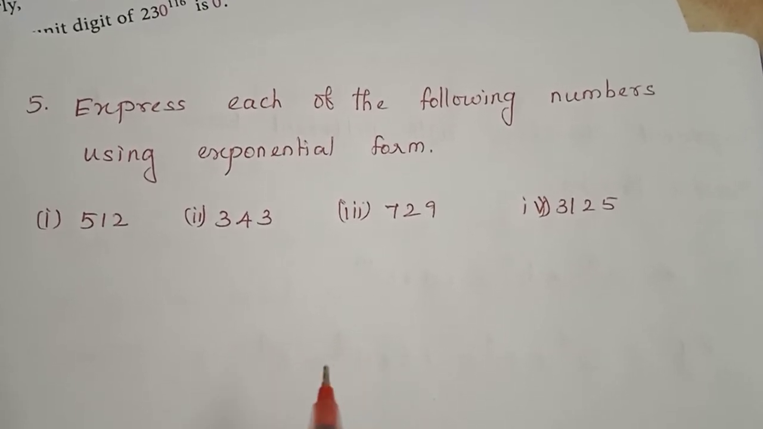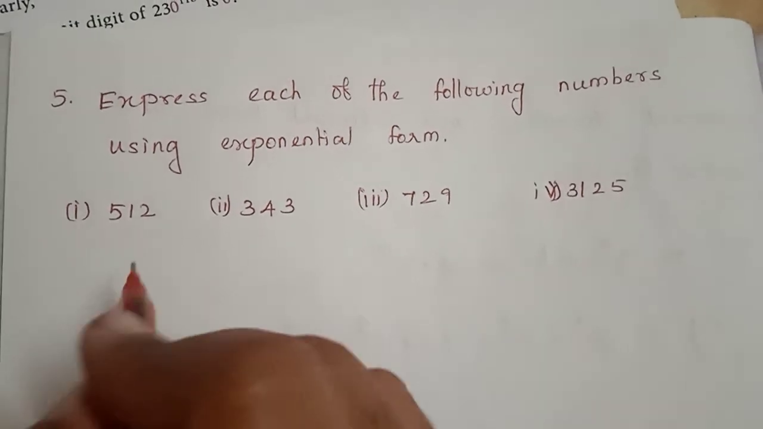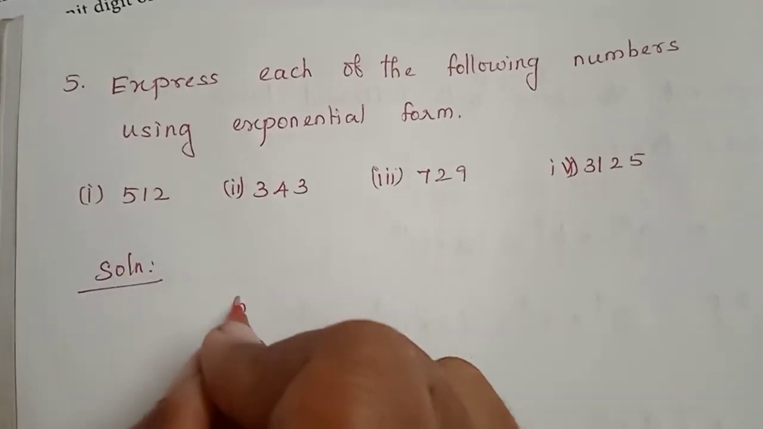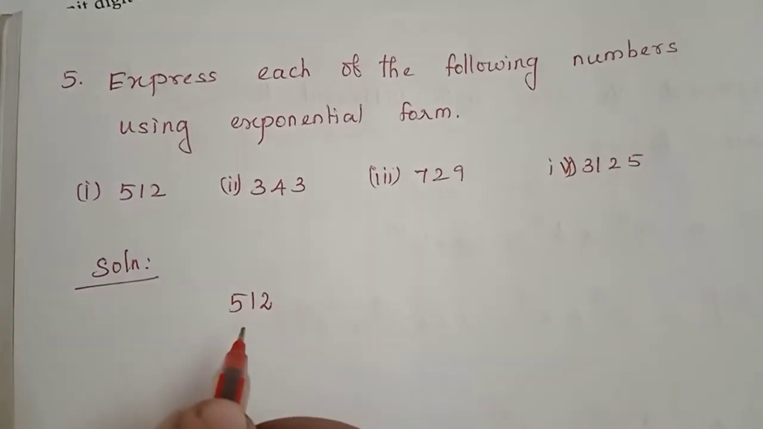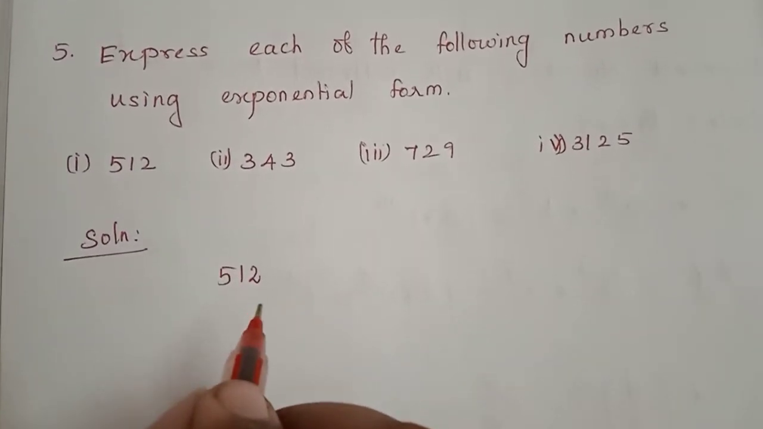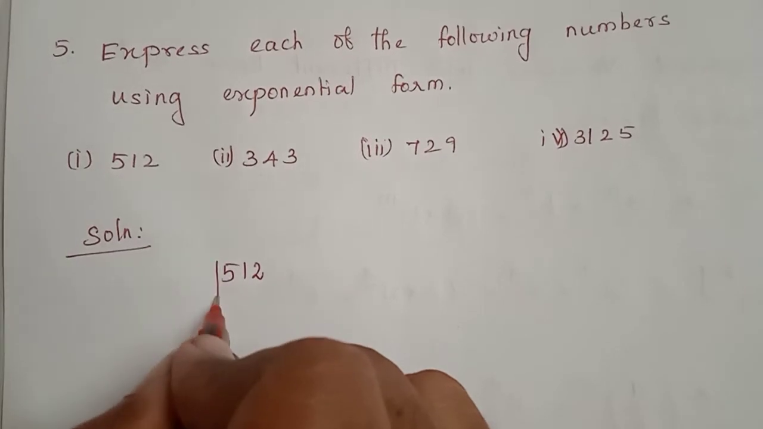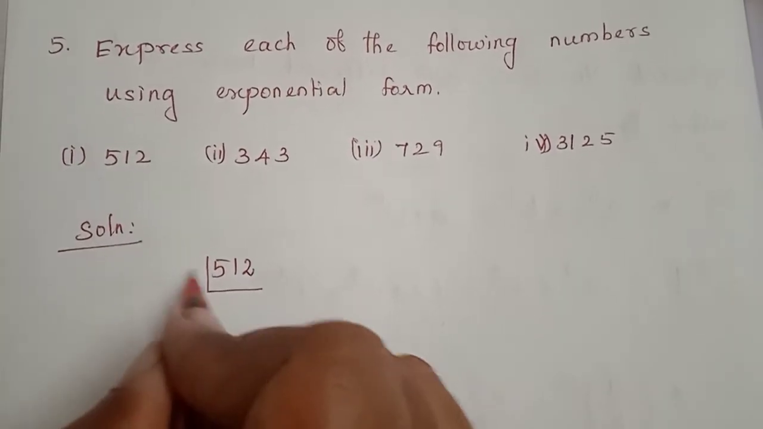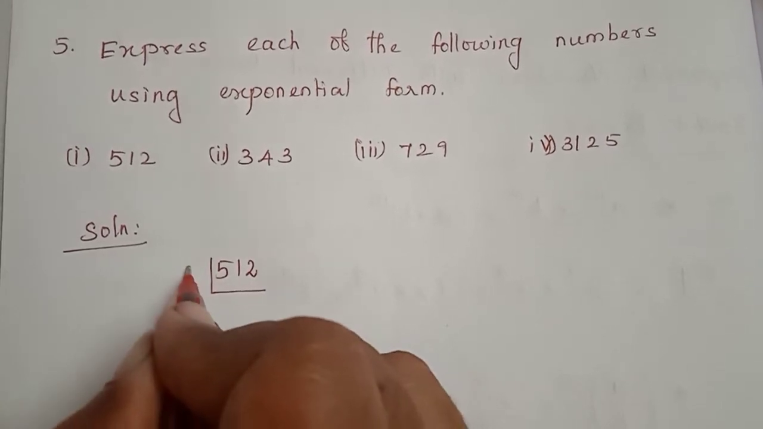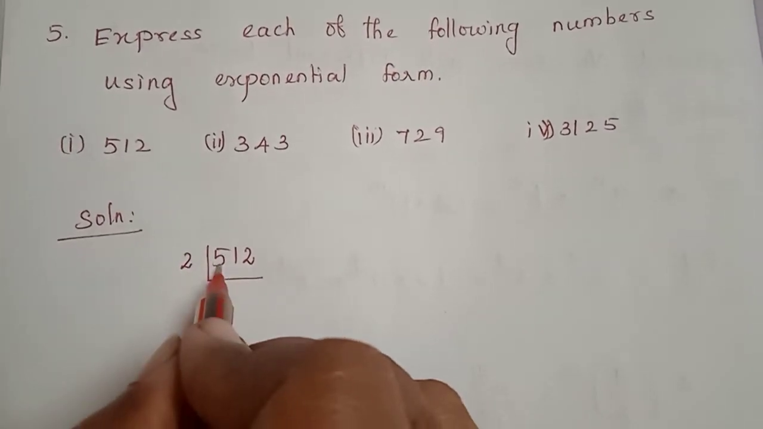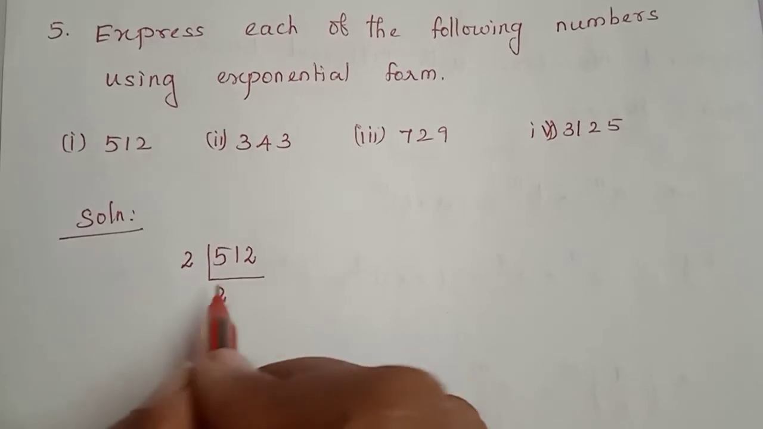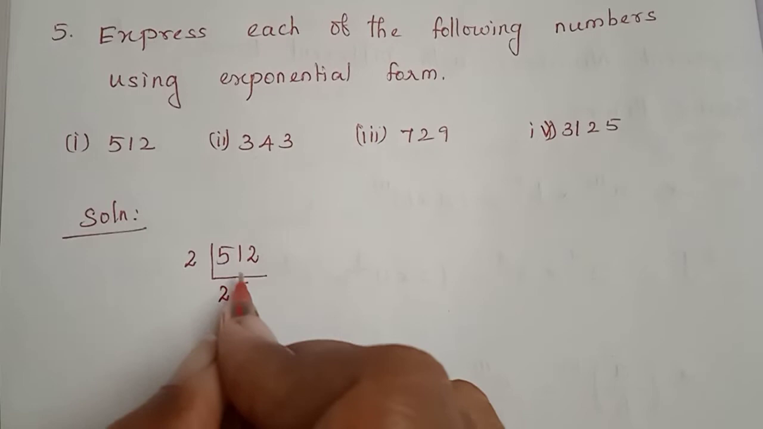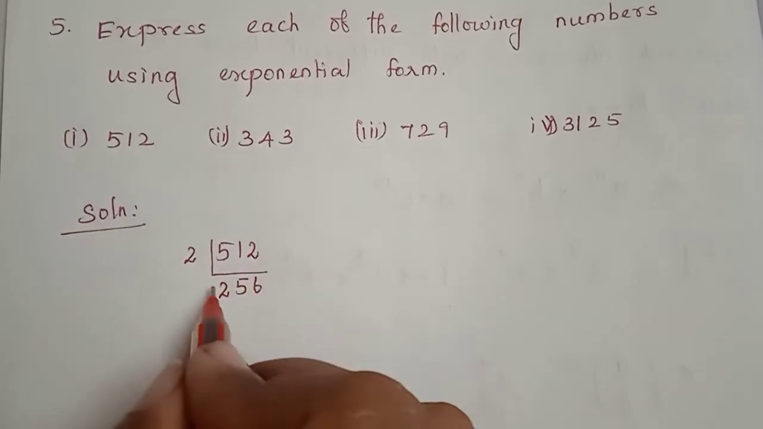Already in your earlier classes you might have learned this, so the same thing we are going to proceed. First 512. We are going to do it with prime factorization, so we are going to divide it only by prime numbers. Since it is an even number, we are going to divide it by 2.